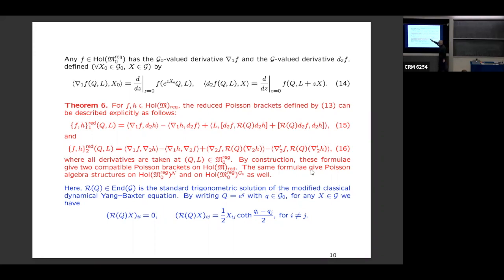So this is kind of similar to if this was a constant, this was a squaring bracket, but it is not constant. Okay, so this is the formula of the reduced Poisson structure, and actually these formulas also give Poisson structures on functions which are only invariant to the maximal torus, conjugation by the maximal torus, and conjugation action by the normalizer of the maximal torus.